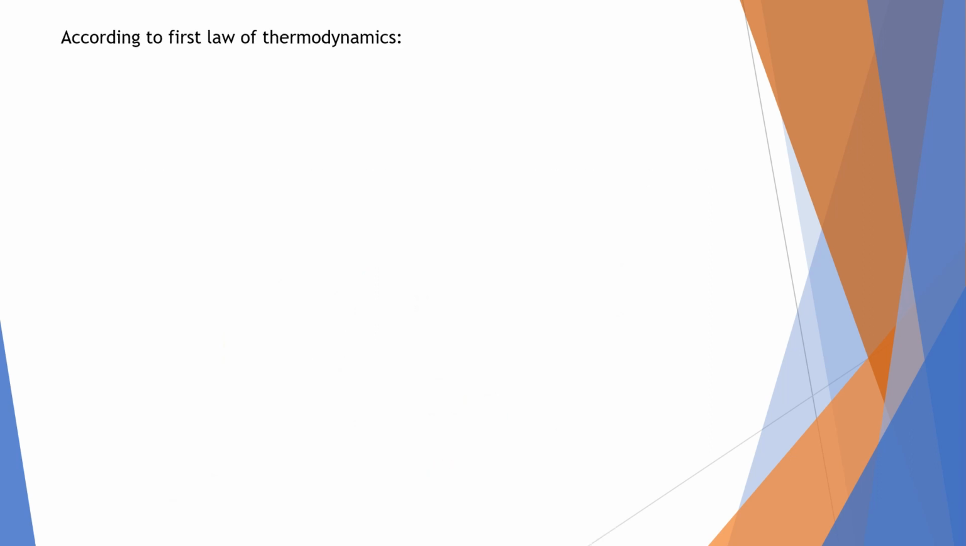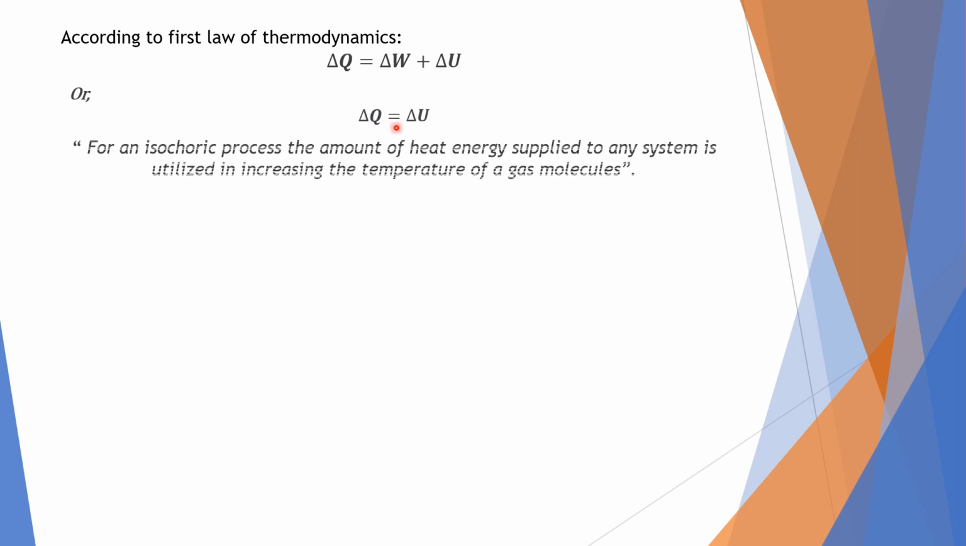According to the first law of thermodynamics, delta Q is equal to delta W plus delta U, and for an isochoric process, delta W is 0, so delta Q is equal to delta U. So for an isochoric process, the amount of heat energy supplied to any system is utilized in increasing the temperature of gas molecules, or increasing the internal energy of the system.